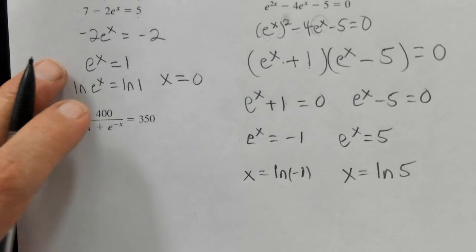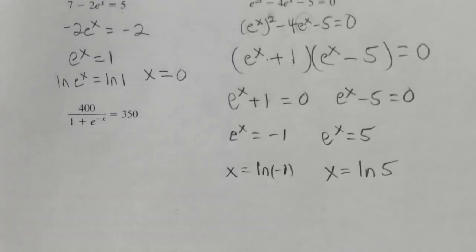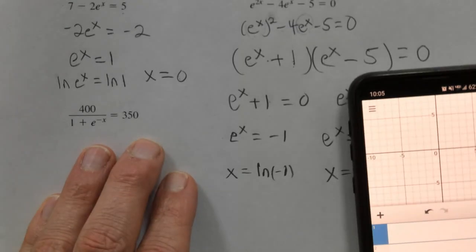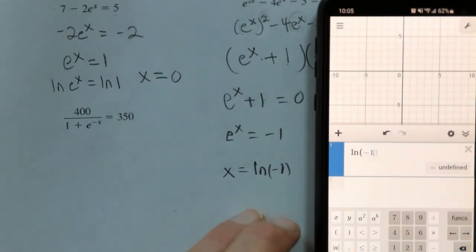All right, so are both of these answers? Let's double check. Another thing that you need to be able to remember from when we first started looking at this: what if I go natural log of negative 1? What happens? It's undefined. Remember what we said when we first started looking at the logarithmic functions?